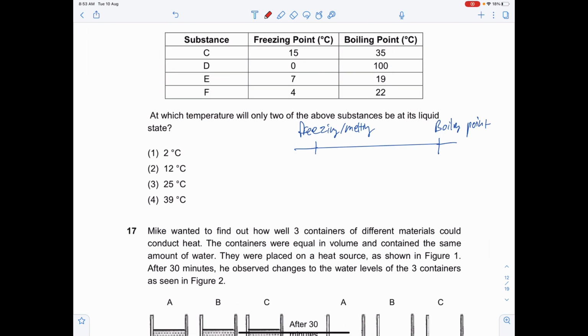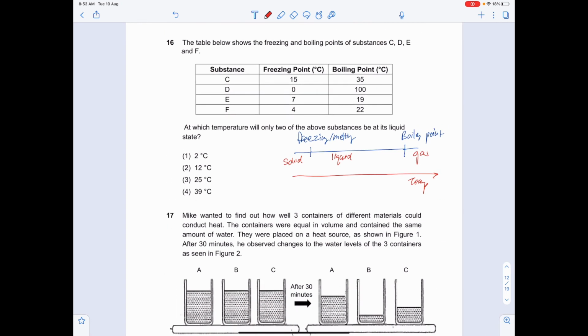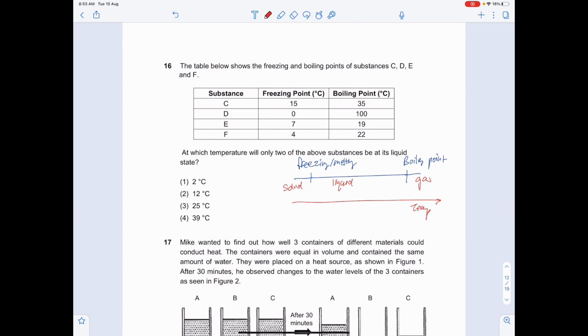Anything that is before my freezing point is a solid. Anything that is after, and of course temperature is moving in this way, this is temperature. So as temperature increases above freezing or melting point, it will be a liquid. And then when it gains more heat, anything that's after boiling point is a gas. So with this, I'm able to answer the question. The question asked, at which temperature will only two of the above substances be at its liquid state?